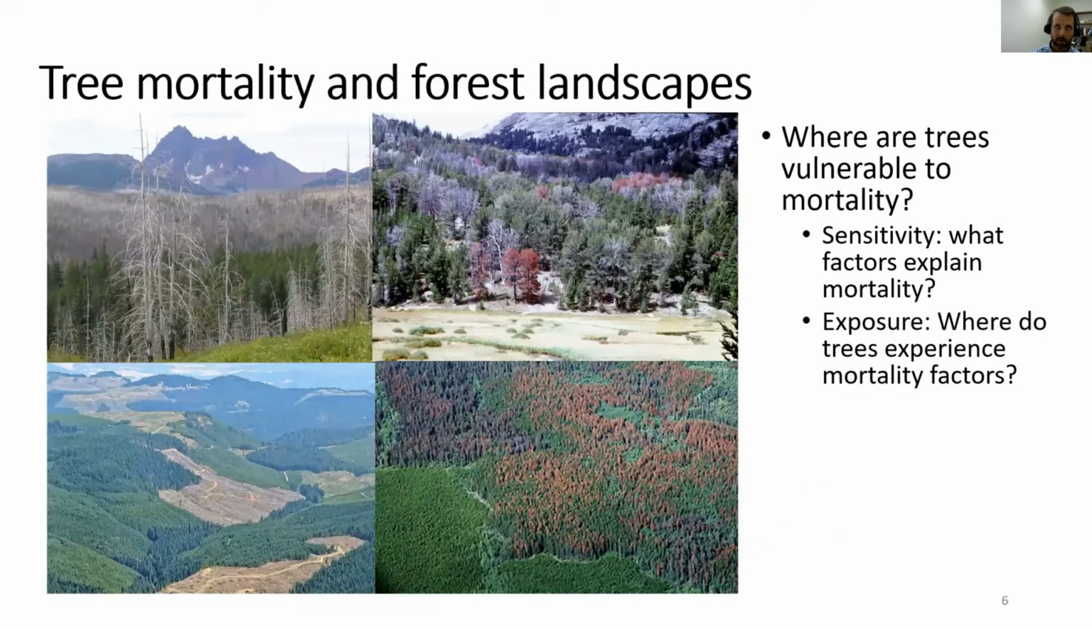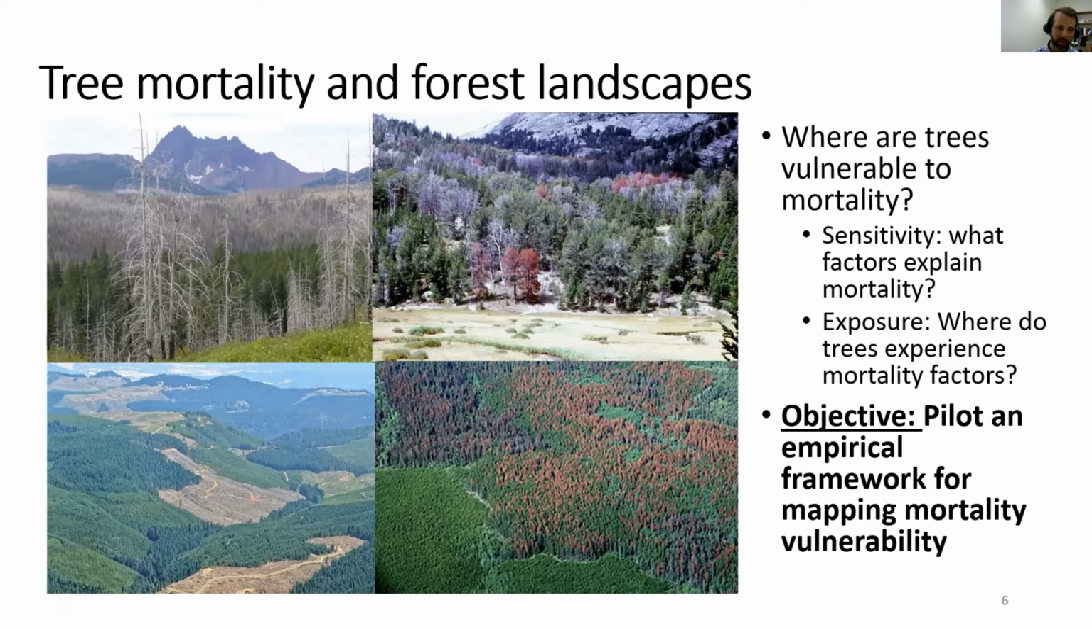And so today, what I'm going to talk about is where trees are vulnerable to mortality, particularly in landscapes of Eastern Washington and Oregon, USA, where this study is focused, and trying to break that apart into sensitivity, so what are the factors that explain tree mortality at the plot scale, but also exposure, where are trees of different sizes and different species located, and how that couples with sensitivity to set up vulnerability. This is going to be a quick dive into an empirical framework we're developing to map mortality vulnerability across landscapes.